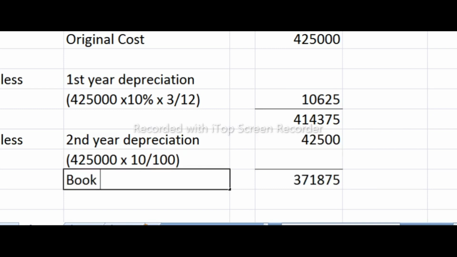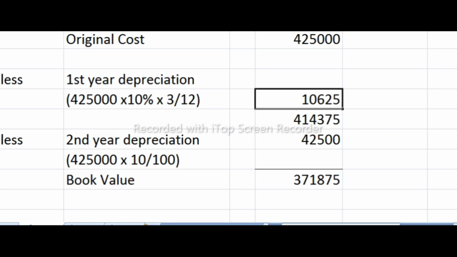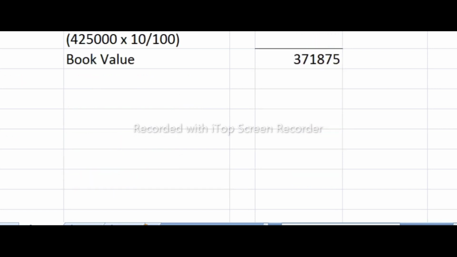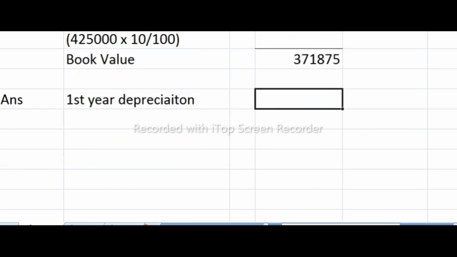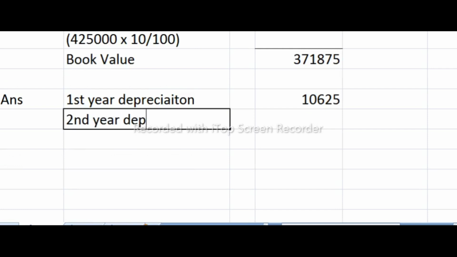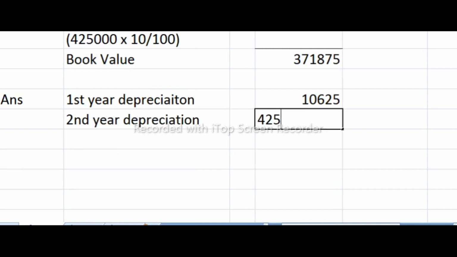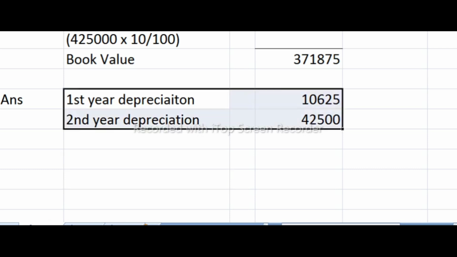After providing the second year depreciation, you subtract it from that 4,14,375, which gives you 3,71,875, which is called the book value. So as the answer, the first year depreciation, that is 10,625, and the second year depreciation amount which you calculated, that is 42,500, can be written at the end of the sum. So this is the first method through which you calculate the amount of depreciation for 2 different years.